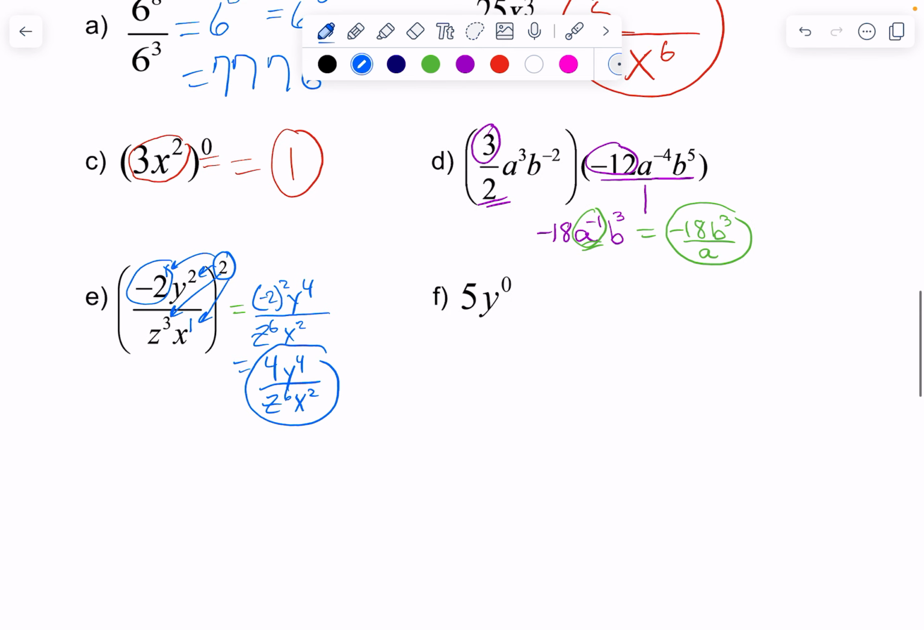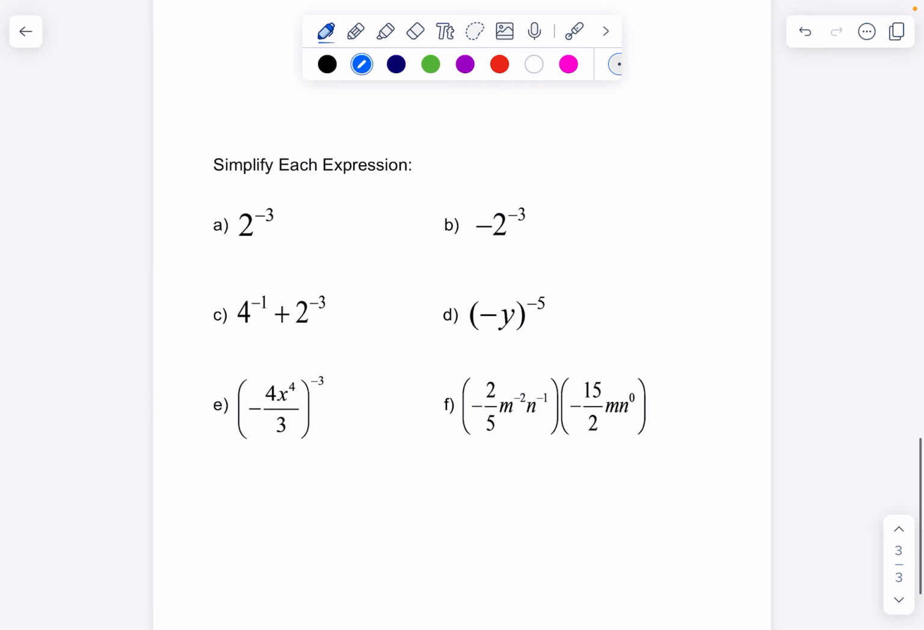5 times y to the 0 power. Please note, the 0 is affecting the y, not the 5. So this is 5 times y to the 1st is 1, which equals 5. All right. Hopefully we're flowing with this.